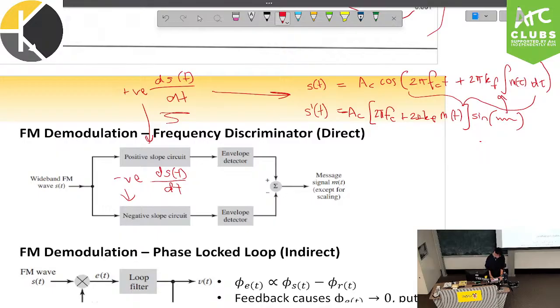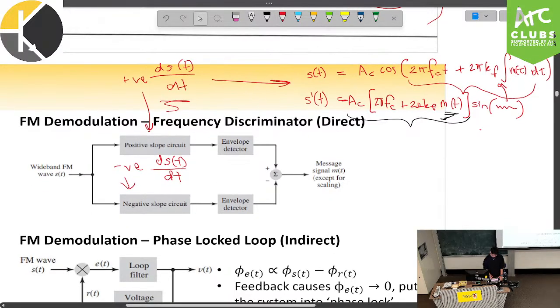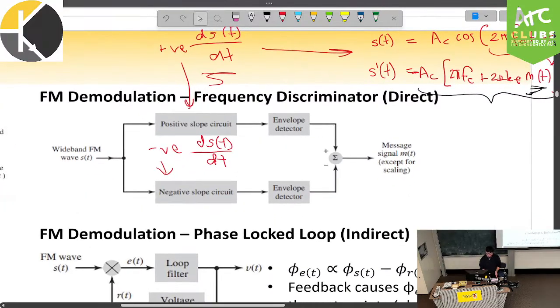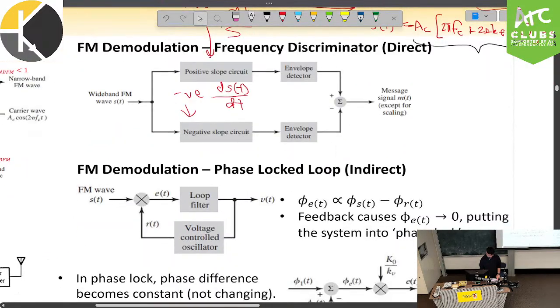So what we see is we get this envelope which is directly proportional to our message, so that when we pass it through an envelope detector, what we get is something proportional to our message. That's, in essence, how our direct FM demodulation works using a frequency discriminator.